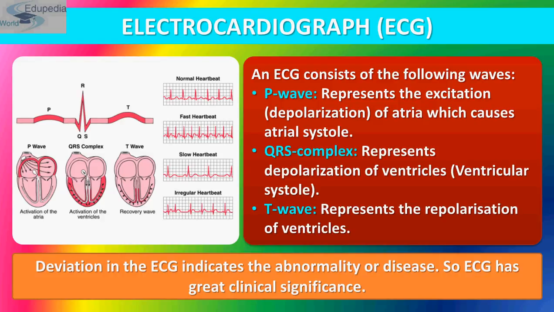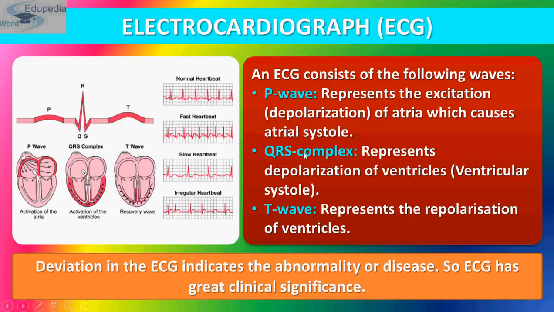See, this is your P wave. This is your SA node, this white part is your SA node, and it generates impulse. That causes auricle depolarization and thus results in the auricle systole or auricle contraction.